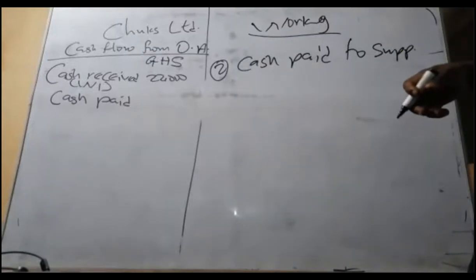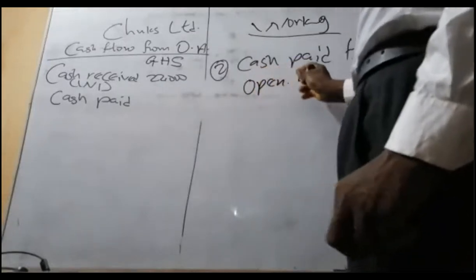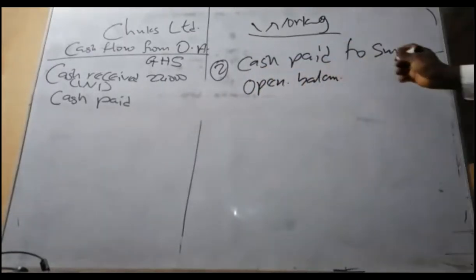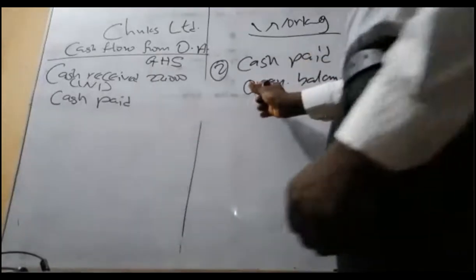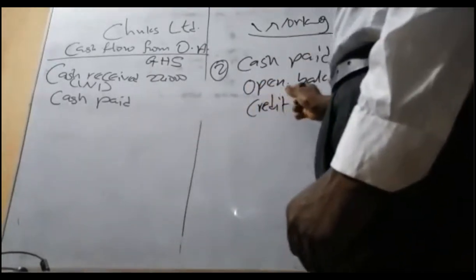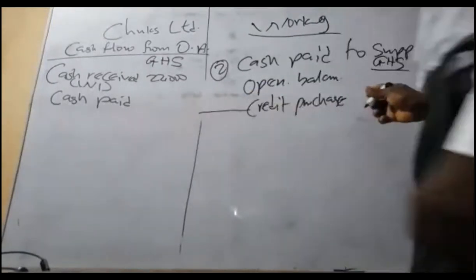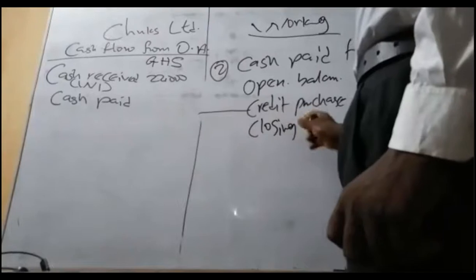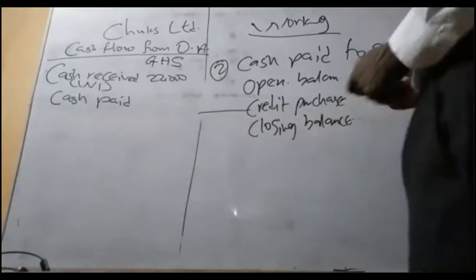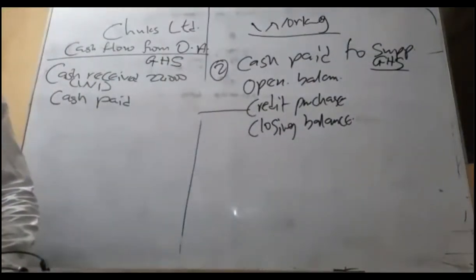Great. So for the cash paid to suppliers, tell the examiner that the opening balance will be what? So let's go and pick the suppliers' opening balance. Add the credit purchases to it, or the entire purchases. So credit purchases, all of these are in the P&L. Then less what? The closing balance. So let's go to the question to pick these details.